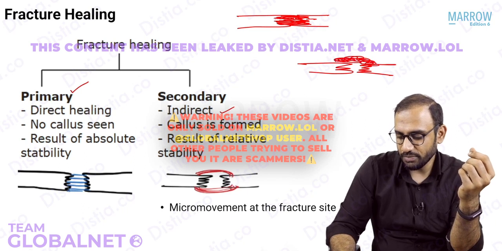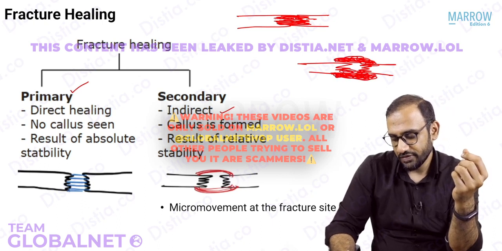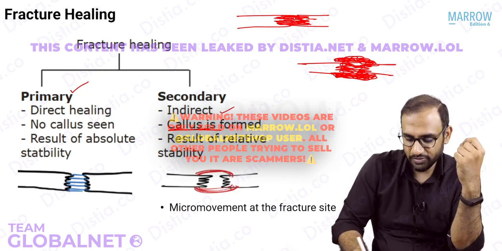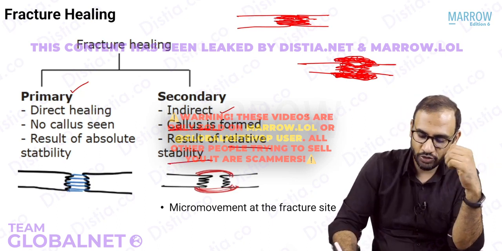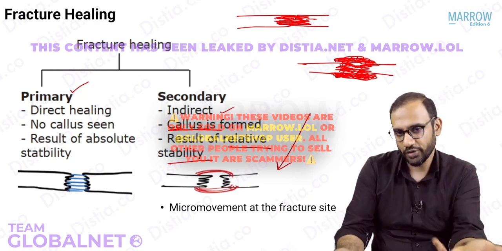Callus will bridge between these two fracture ends first. This is known as bridging callus, and this callus will later heal between them. This occurs because of relative stability. Mostly we'll talk about this because this is stronger and more common. This is what we are going to see.